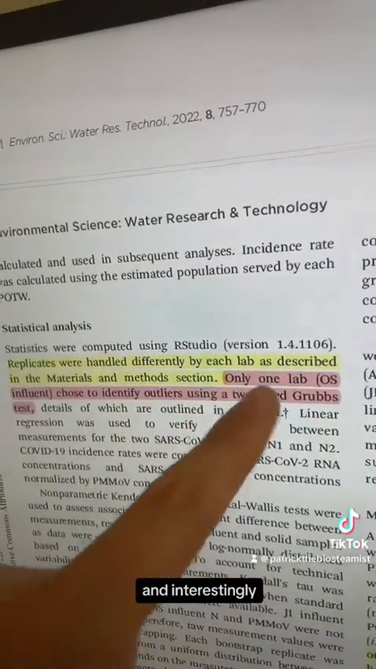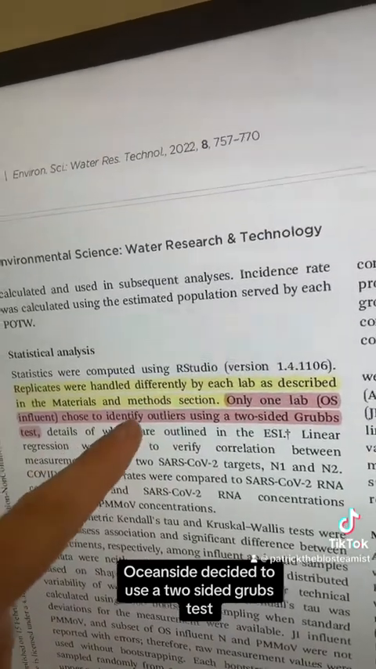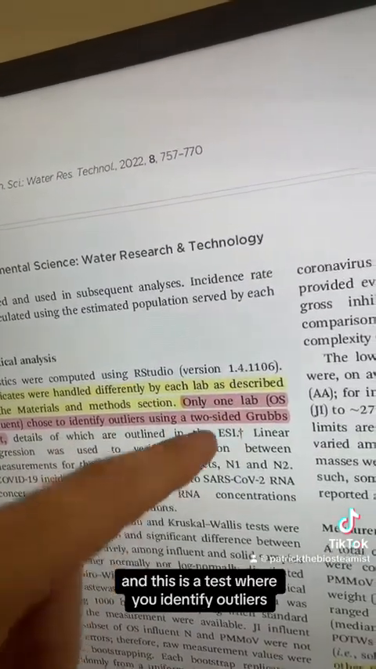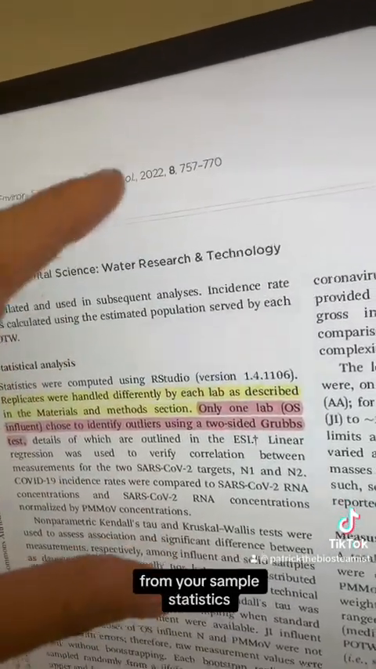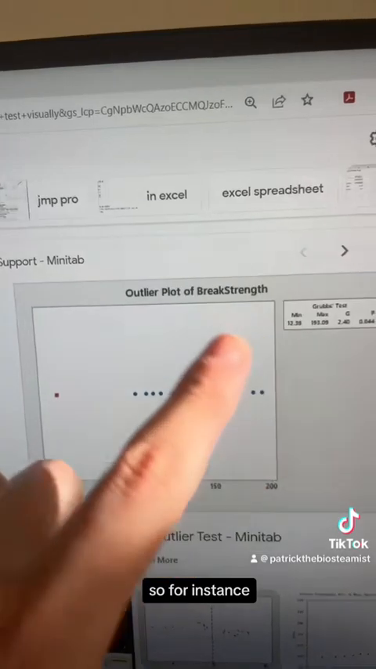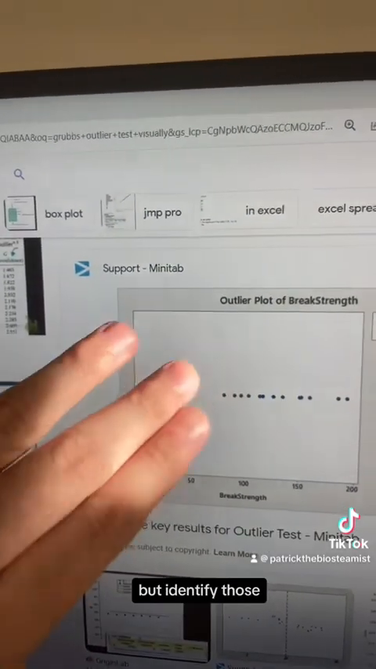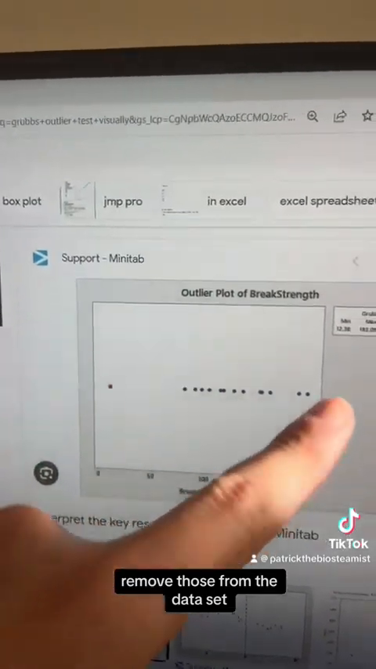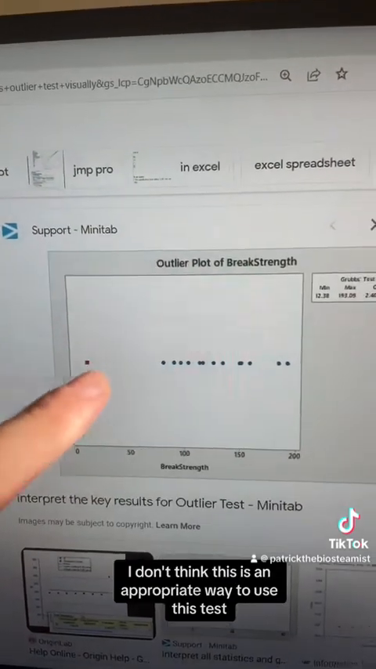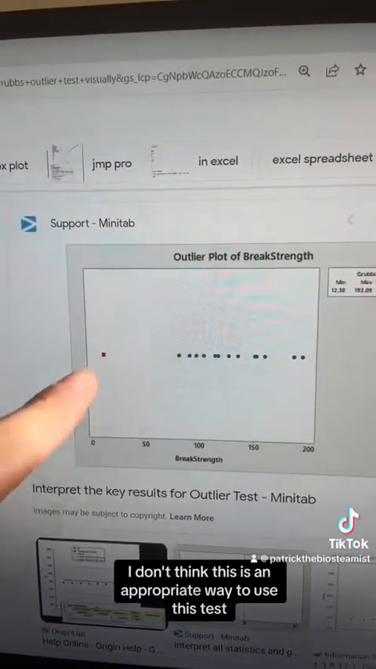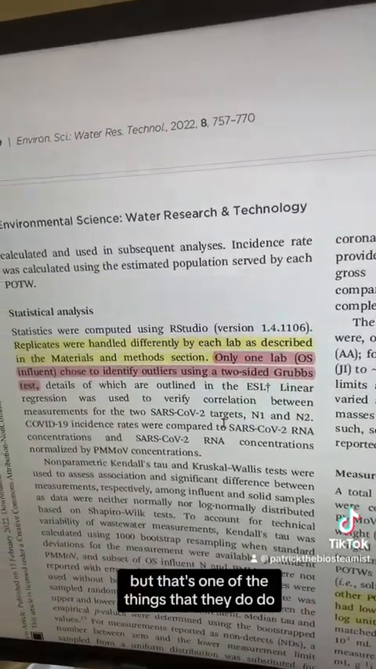And interestingly, Oceanside decided to use a 2-sided Grubbs test to identify outliers, and this is a test where you identify outliers and then you remove the outliers from your sample statistics. So for instance, if most of the data was concentrating over here and then some of the samples were out here, they would identify those, remove those from the data set, and then just focus on these. So for wastewater facility treatments, I don't think this is an appropriate way to use this test. I think all data should be reported, but that's one of the things that they do at this treatment facility.